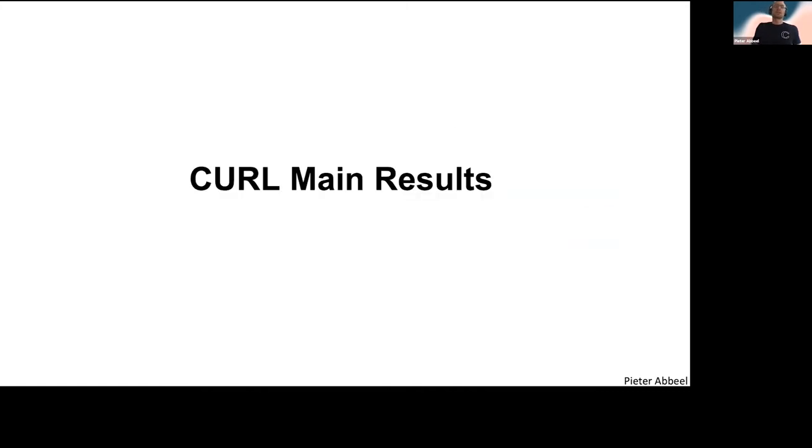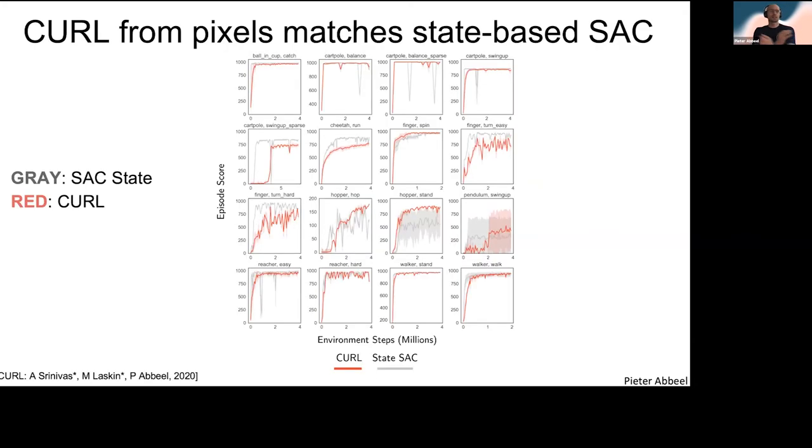So what are the main results that we got here? Again, the vertical axis is performance. The horizontal axis is the amount of data collected by the reinforcement learning agent. We have a 4x4 grid here for 16 total different DeepMind control suite environments. In gray, we have what happens when you run Soft Actor-Critic, one of the state-of-the-art RL algorithms, on state. And in red, when you run it on pixels.